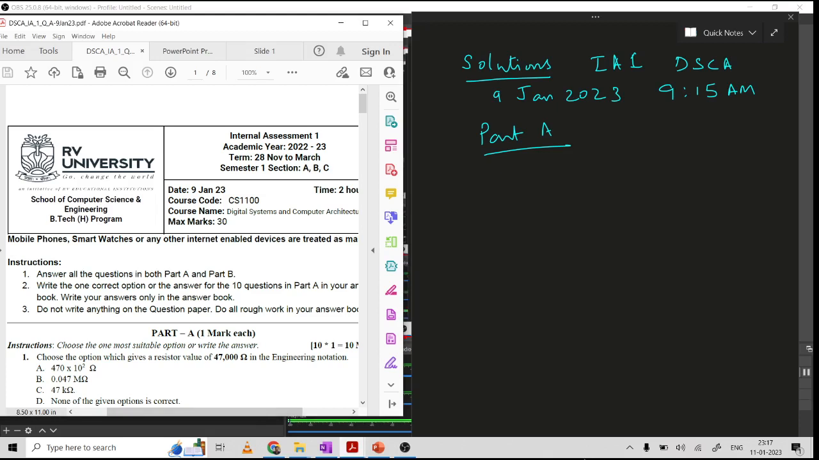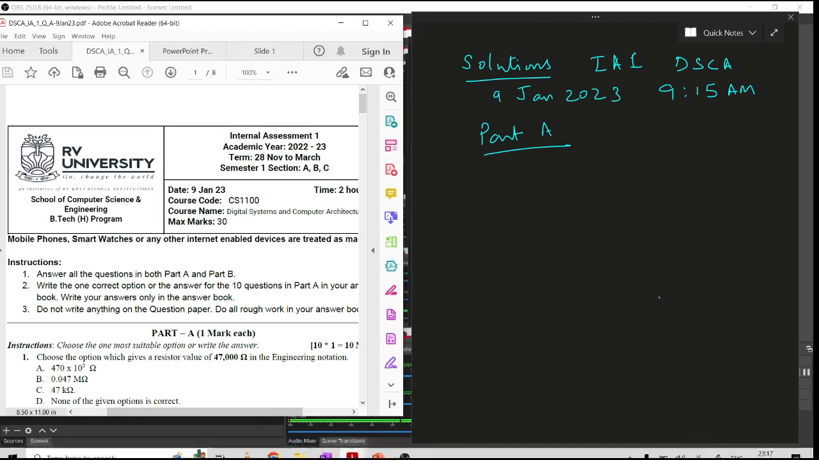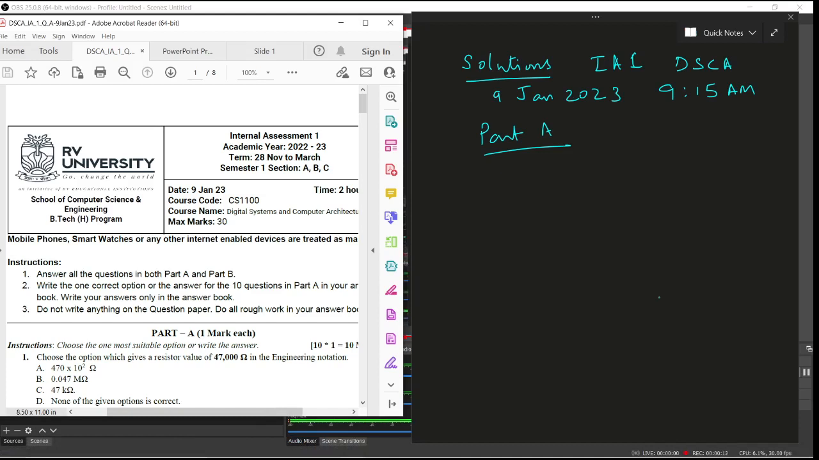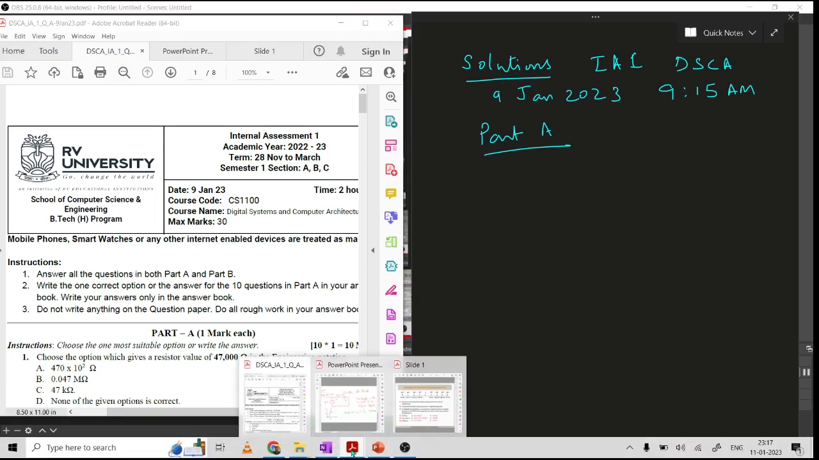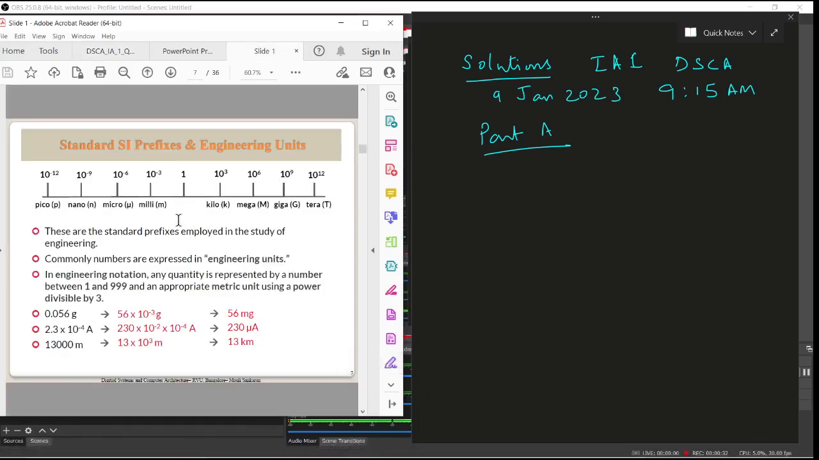Welcome to the discussion on solution for this internal assessment that we had on 9th Jan. So let us look at the first question. Choose the option which gives a resistor value, an actual value of 47K or 47,000 ohms is given, but we need to represent it in an engineering notation form. Now, what is engineering notation, which I have already explained earlier, maybe to recall.